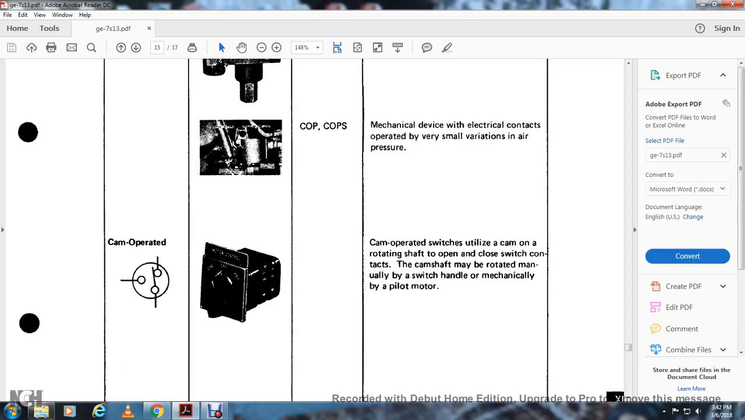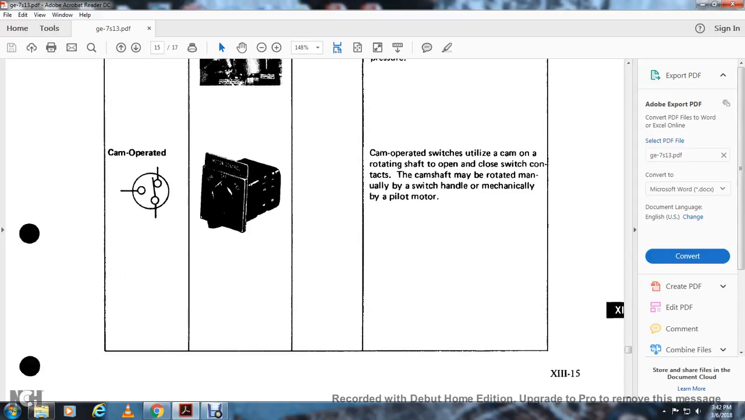A cam operated one shows a circle with a contact inside. The cam operator utilizes a cam on a rotating shaft to open and close switch contacts. The camshaft may be rotated manually, by switch handle, or by a mechanical pilot motor.